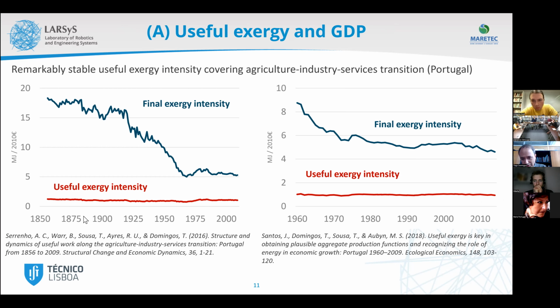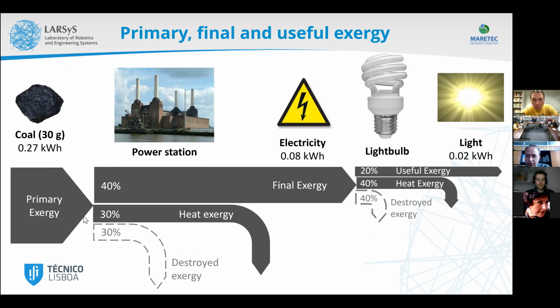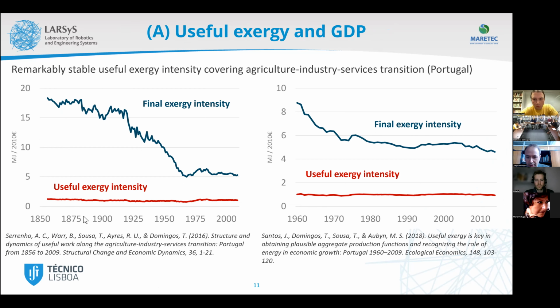It's the right stage because, in fact, we're always using the same amount of useful exergy to create economic value. And if you want to understand why the red line is constant but the final exergy intensity is coming down, it's because we are becoming more efficient at converting final into useful exergy. All the engines, air conditioners, and light bulbs in our economies are becoming more efficient at transforming electricity into light and gasoline into mechanical work. It is increasing thermodynamic efficiency.